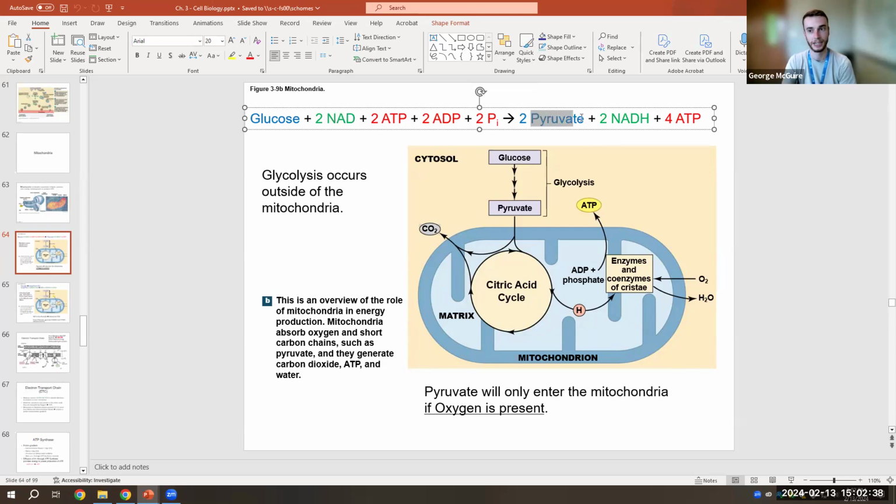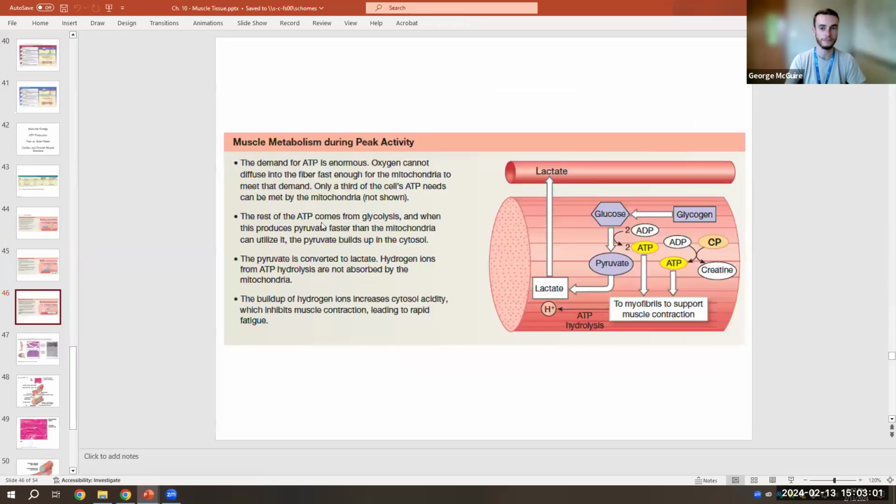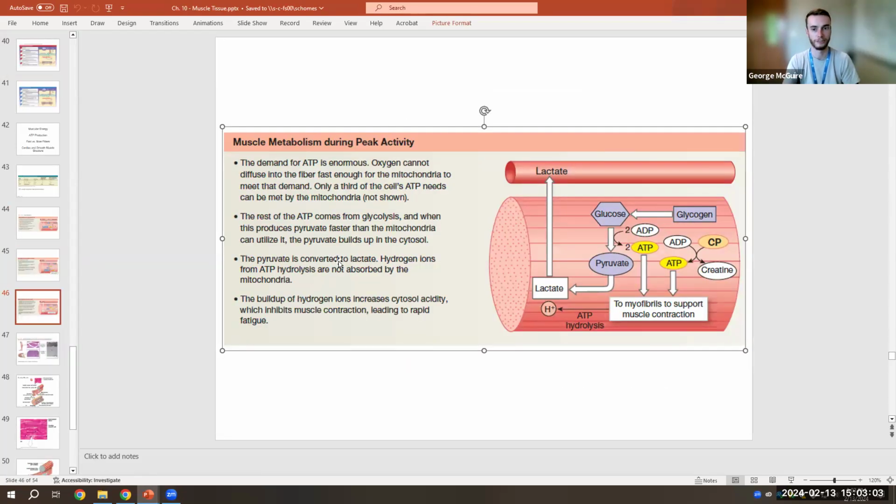And so since this pyruvate isn't going to go into the mitochondria, these electron carriers give their electron to pyruvate instead. When there's no oxygen present, that is what creates lactate or lactic acid, because it's going to release hydrogen ions as it's carrying that electron. And so that's going to increase the acidity of our muscles, as we just talked about. So here we go. The pyruvate is converted to lactate. Hydrogen ions from that are not going to be absorbed into the mitochondria.